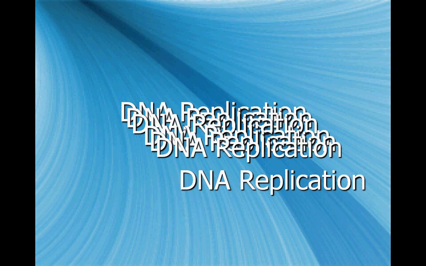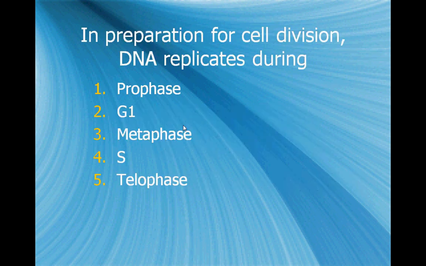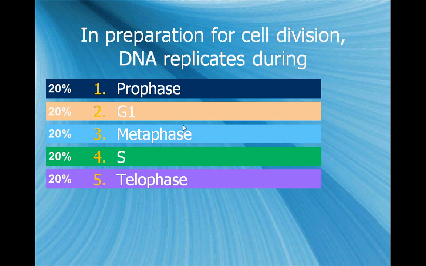And then we mentioned in mitosis that during one of the stages of cell division, the DNA replicates. It has to make another copy because we're going to make a new cell. Which phase does that happen? And then when you look here, it says in preparation for cell division, DNA replicates during, and you have a one in five, a 20% chance of being 1, 2, 3, 4, or 5, obviously. You choose.